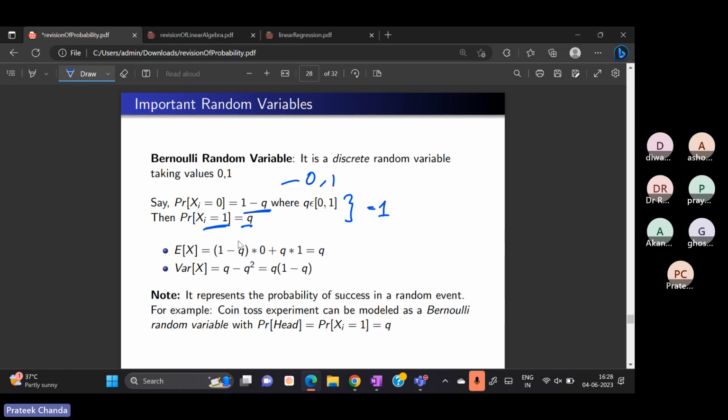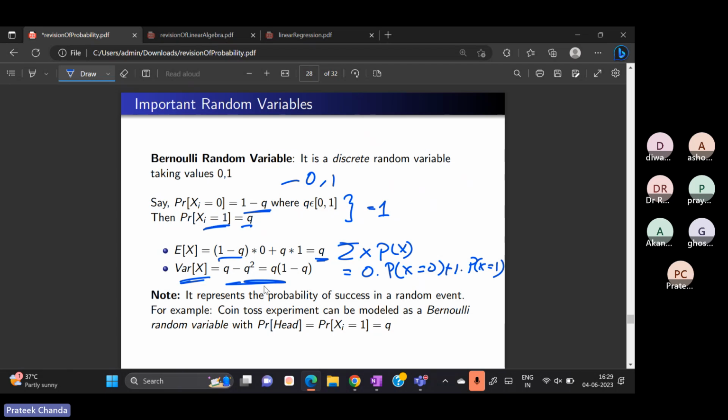So that's the thing. And if I go to the expectation, the expectation of x is basically the summation of x times p of x. So that means 0 into p of x equal to 0, plus 1 into p of x equal to 1. If you solve it, it will be 1 minus q into 0 plus q into 1, which is q. Similarly, for variance also, you can find it out, and it becomes something like this.